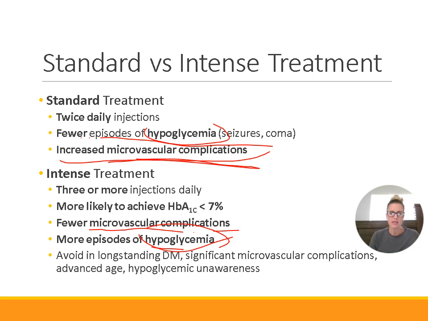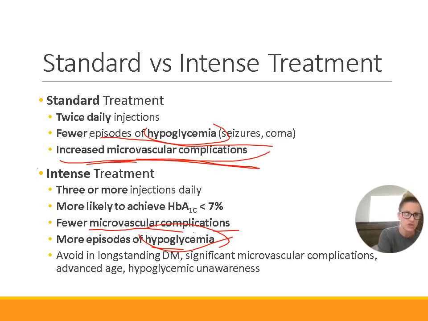Intense treatment is good when you have younger, healthier patients. If your patient is younger and healthier and they have a long life ahead of them, then you really want to protect them from those long-term microvascular complications. If they're newly diagnosed, also a younger patient is more likely to be able to manage those injections better. They're more aware of whether they're getting hypoglycemic or not, and better able to handle that hypoglycemia when it occurs.